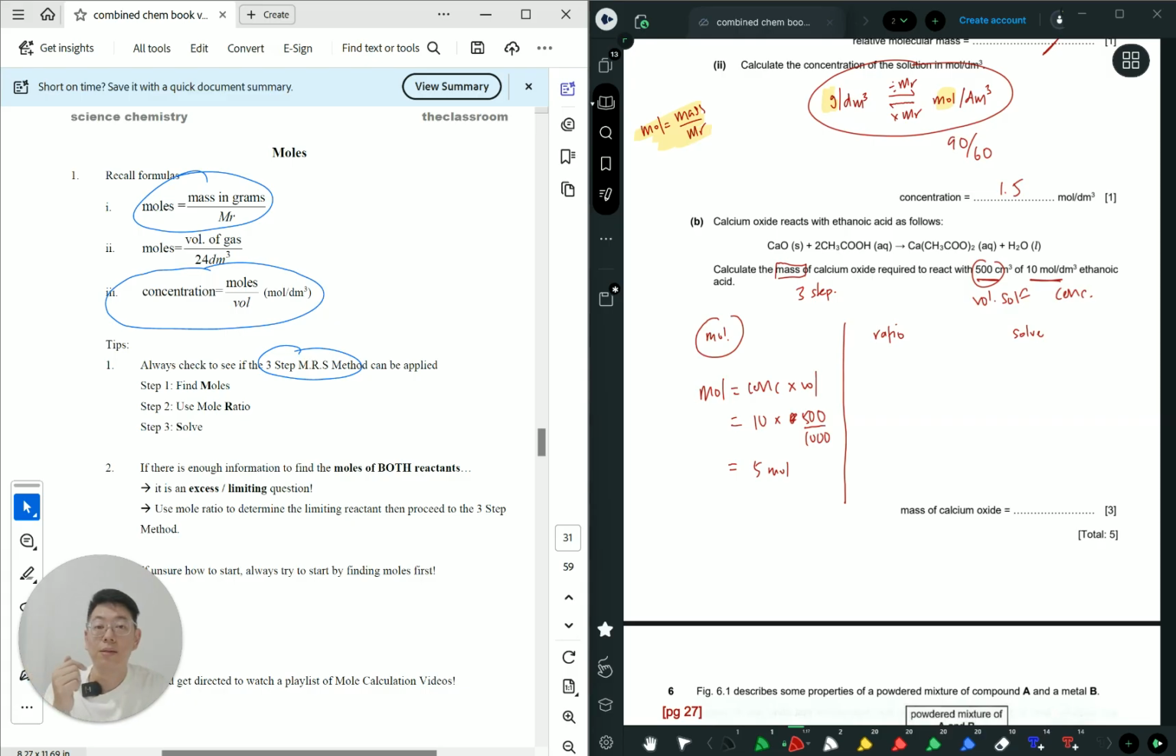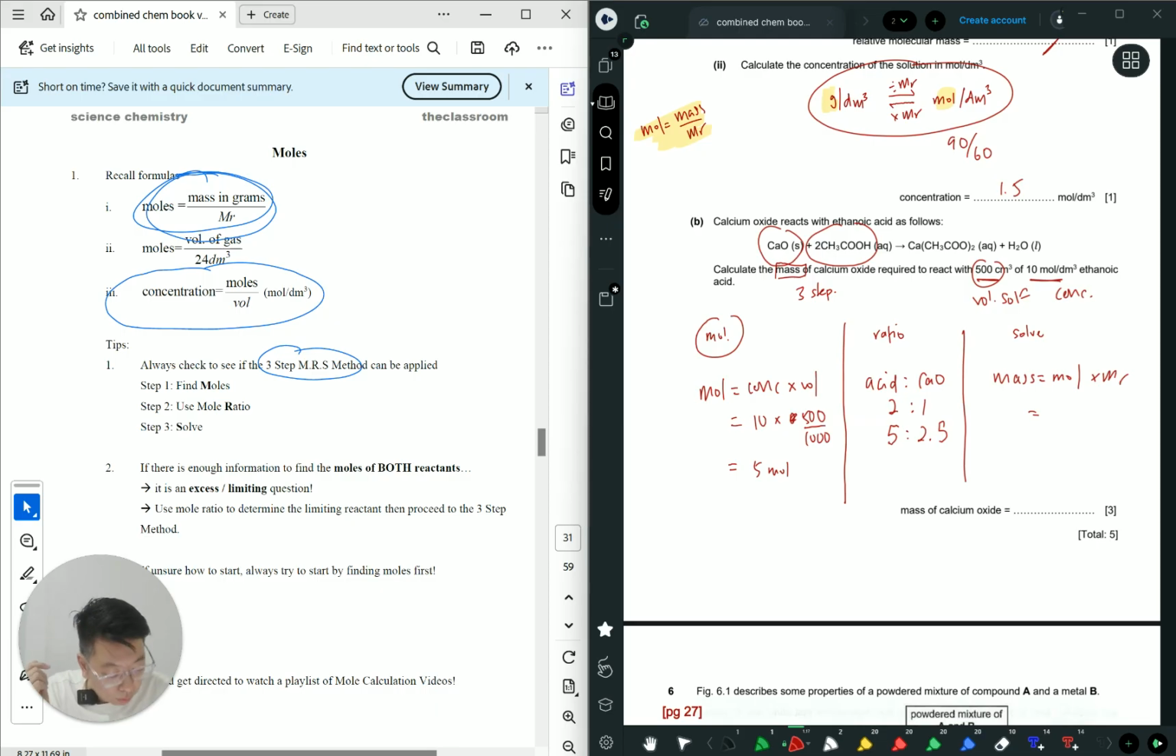3-step MRS. It works most of the time. Step 1, always find moles. R stands for mole ratio. Mole ratio of whatever you're given, your acid to your calcium oxide. Your acid to calcium oxide is 2:1, 5:2.5. Then finally, you want to solve. Now, how do you solve? What does the question want? The question wants mass. And so again, we're going to go back to formula number 1. Mass is very simply mole times MR.